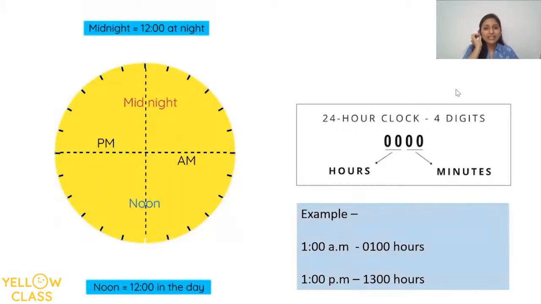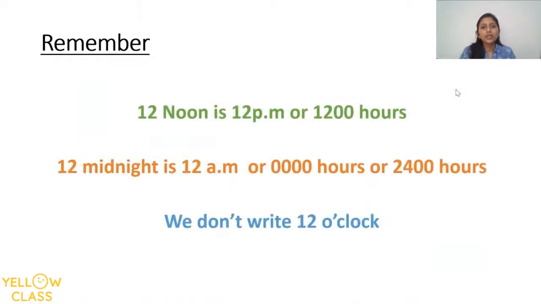There is a very, very simple method for converting any time which is in PM to its 24-hour format. One thing we need to remember is that 12 noon is 12 p.m. or 1200 hours, and 12 midnight is 12 a.m., early in the morning, or it is 0000 hours or 2400 hours. And we don't write 12 o'clock. At many places I have seen that we should not write like that.